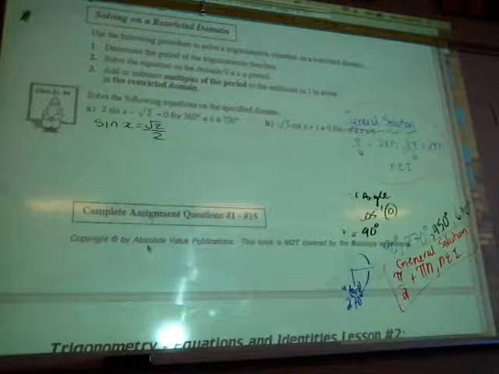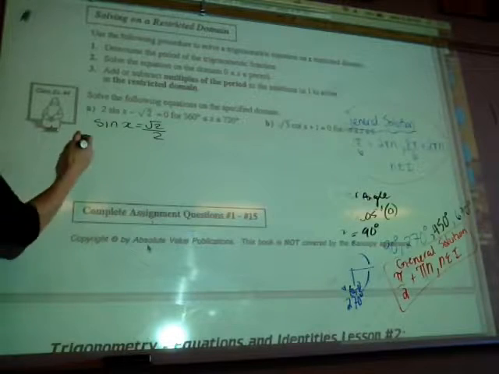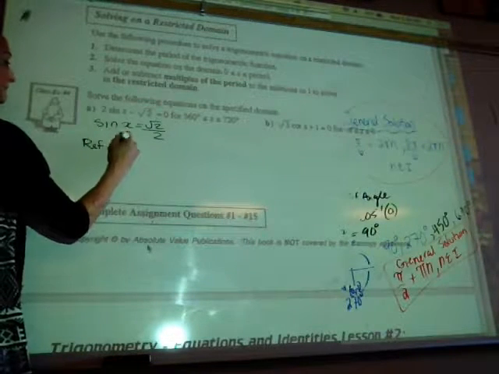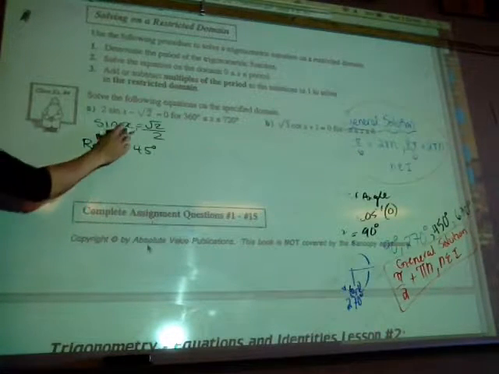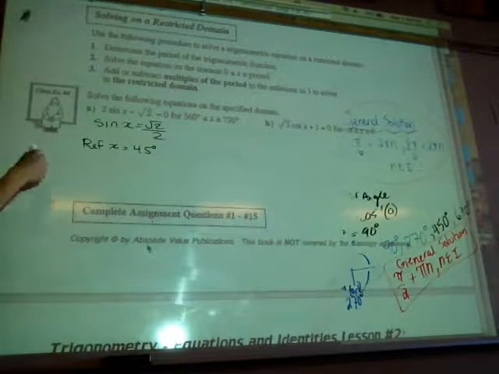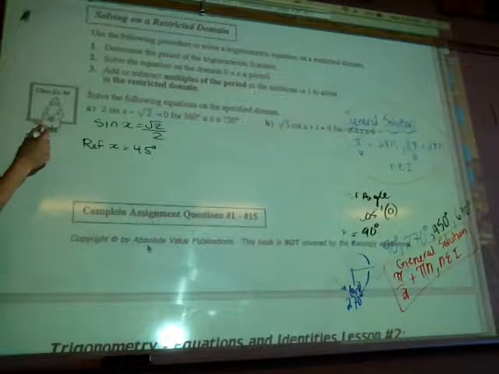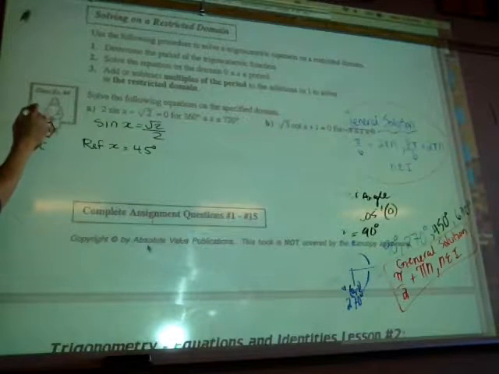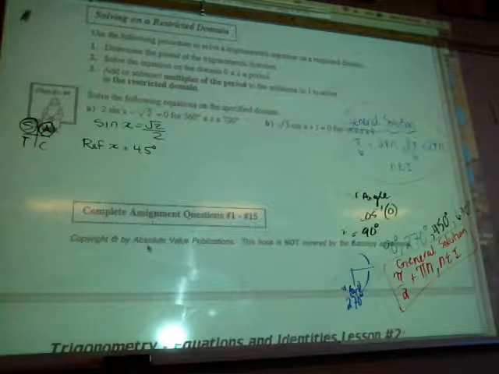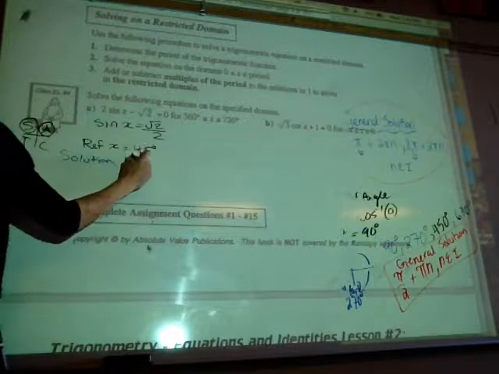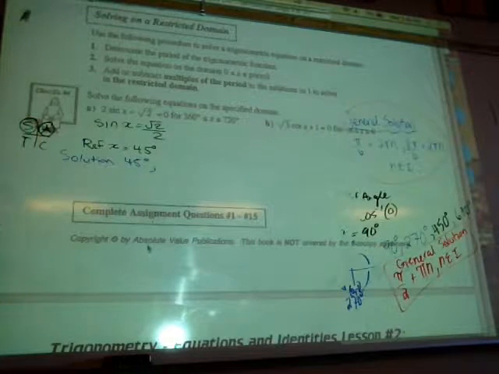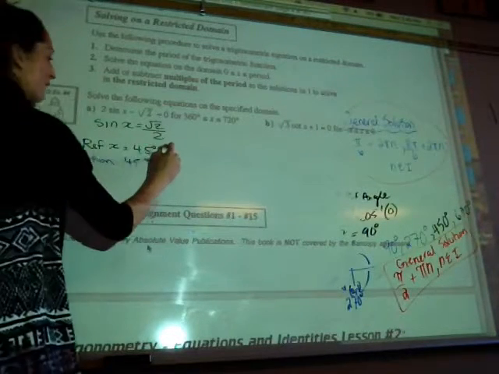Now, if you guys have memorized your unit circle or your special triangles, what's the reference angle? 45. Good. Your reference angle equals 45 degrees. Maybe I'll just put reference x, because we're in terms of x. Okay, and sine is positive, so we're going to be in quadrants 1 and 2. So applying 45 degrees in quadrant 1, my initial solution will be 45 degrees. And in quadrant 2, 180 minus 45, we get 135.